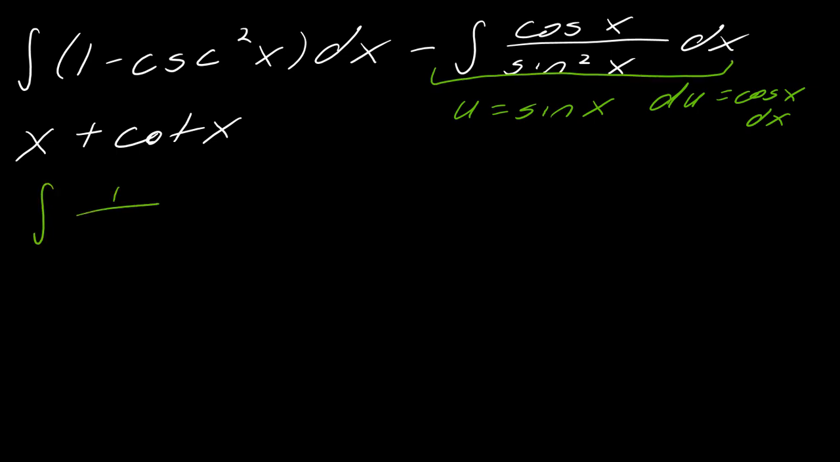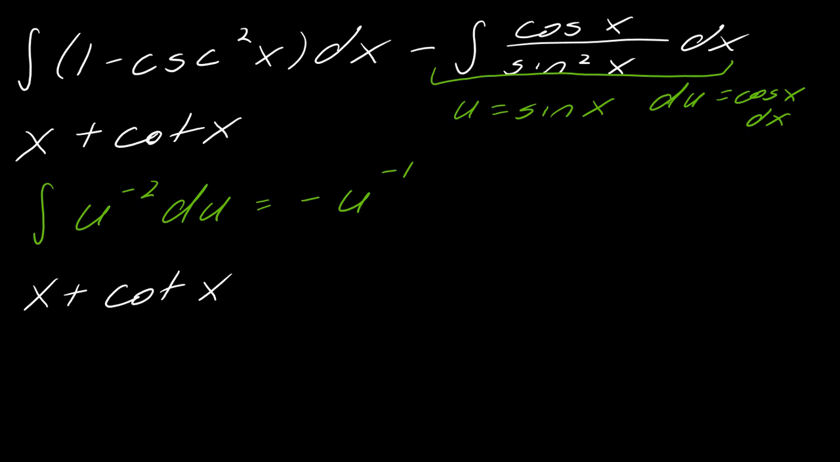So this becomes 1 over u squared. Let's actually write that as u to the negative second du. So then that is going to equal u to the negative first, and then I can put just a minus in front here. So when all is said and done, this is x plus cotangent x. And then here, this minus and this minus will cancel out. So this becomes plus sine x to the negative first.